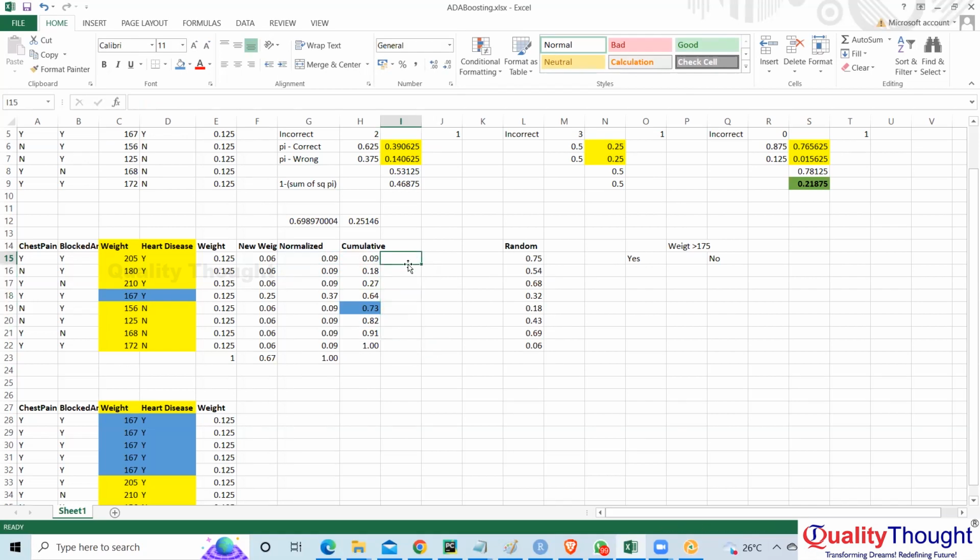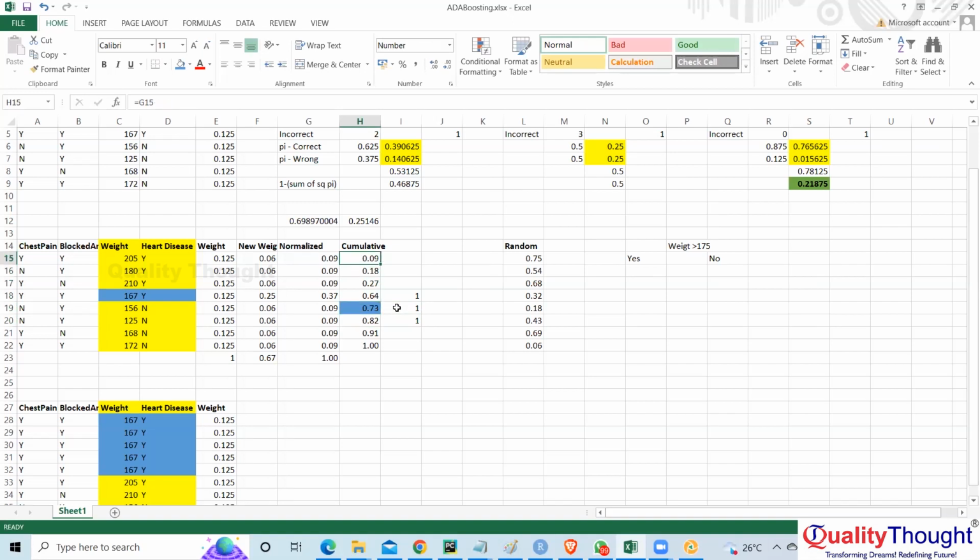So 0.75. Where is 0.75? Here. No, sorry, 0.75 would be 0.73. 73 is the maximum number, right? 75 is more than 73, correct? We're going to the upper one. See, this is 73, right? 75 will be more than this, isn't it? So it will fall in this.